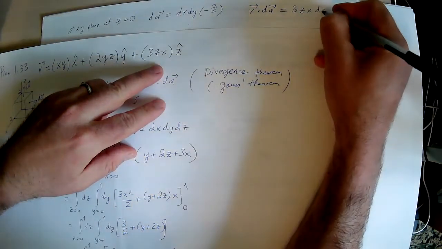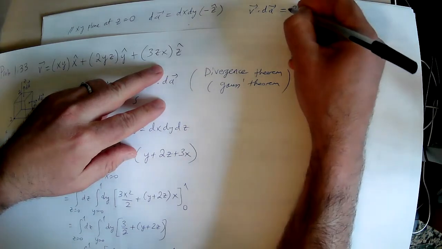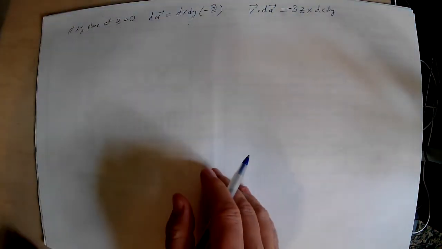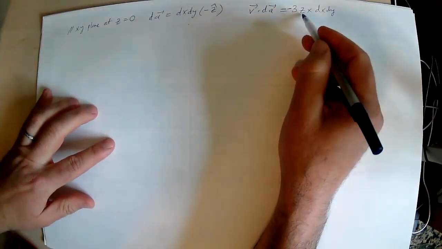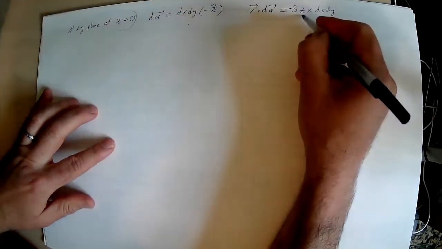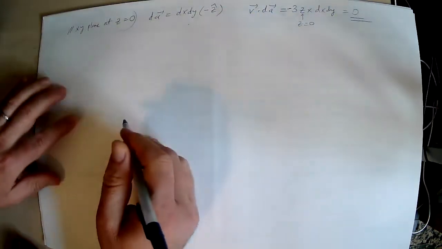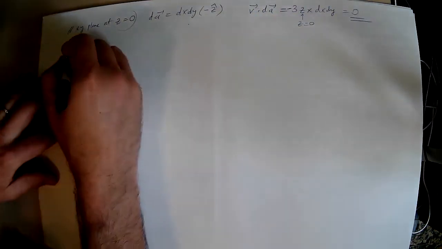3zx dx dy, and with a negative sign. Now, I can immediately say this is 0 because this is at z equals 0. There's a z here, which is 0. So this is going to be 0. So I'm done. I don't even have to worry about integrating there.